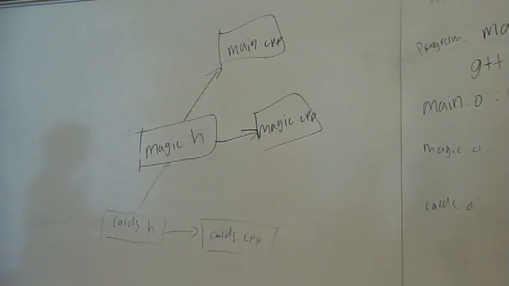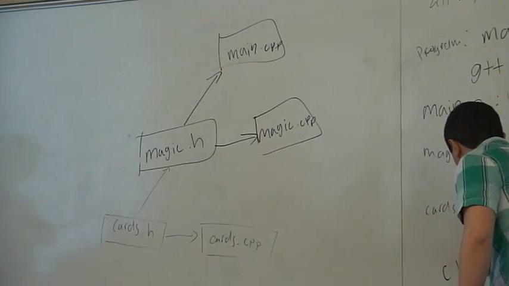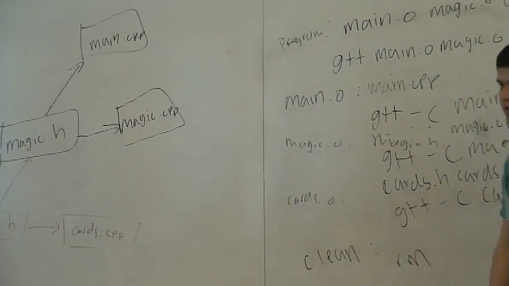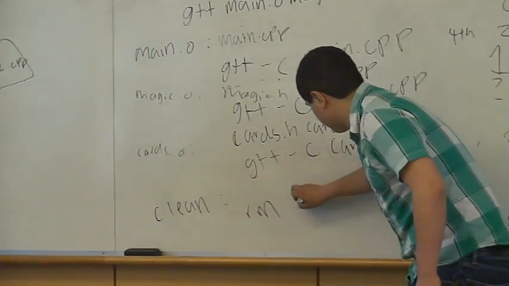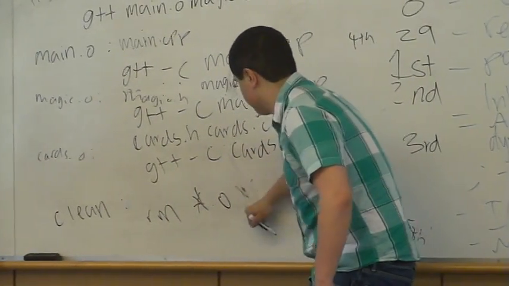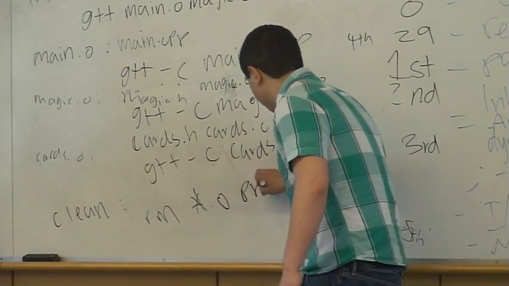And also, typically there's a clean option, a clean rule, where we just say no dependencies, just remove all the junk, just leave. So this usually includes all the .o files and the actual target.